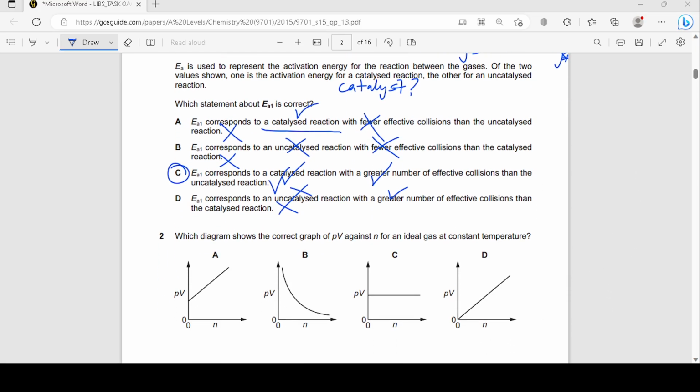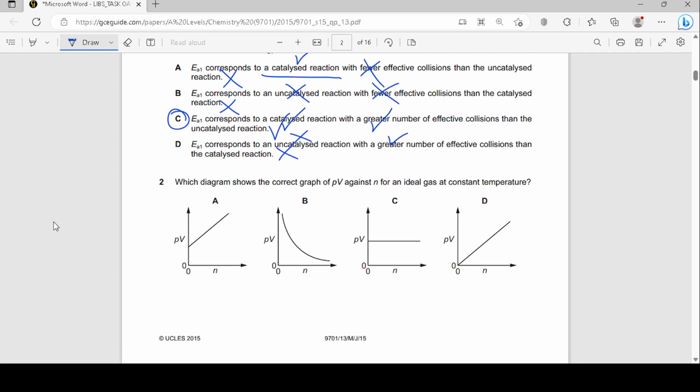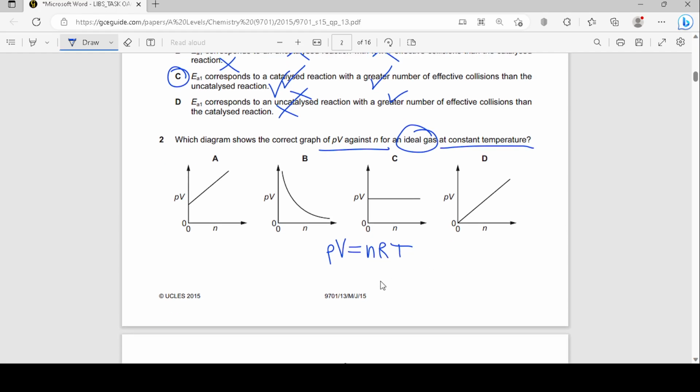Okay. And the next question is question number 2. Which diagram shows the correct graph of PV against N for an ideal gas at constant temperature? Okay, ideal gas at constant temperature, PV against N. Well, whenever you think of an ideal gas, you think of this equation, right? PV equals nRT. I suppose it's one of the most famous equations in chemistry. It's a pretty cool equation, honestly. So PV over N equals RT.